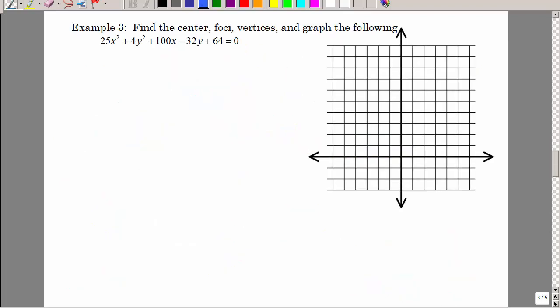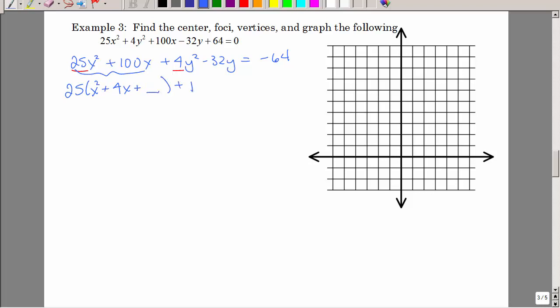Let's just do another one just to get that practice. Again, not in standard form, so I need to group my x's together, group my y's together, and move everything else to the other side. Can't start completing the square because those values aren't 1. So I need to factor them out of just this part. This gets factored out of there. And now I can complete the square.